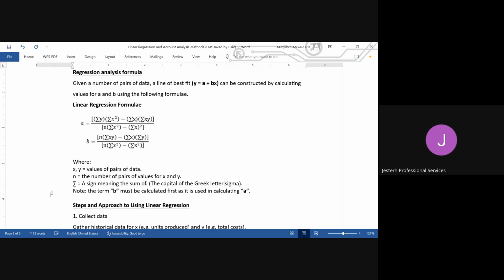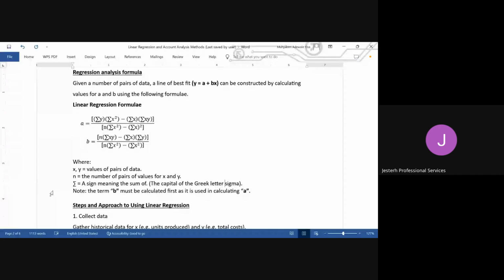Like I mentioned, this one, we are not basing our information only on the high and low alone, like we did in the high-low method. No, we are utilizing all the available information given to us in this aspect.